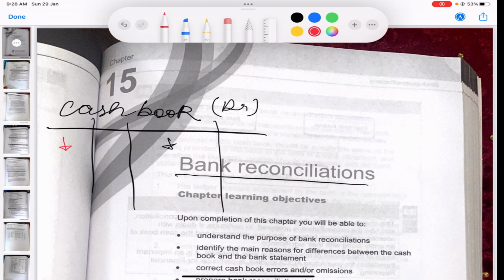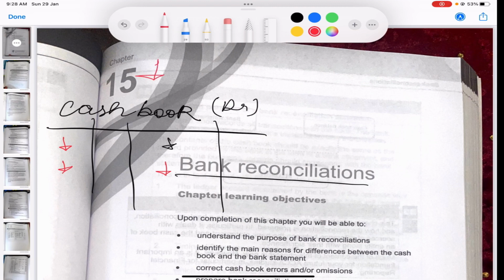So whatever transactions I make, for example, if I have received a check from someone, I'm receiving cash from someone, I will put it here. If I am paying someone, if I'm giving my check to somebody, so cash is going out of my account, I will show it over here. That is how I record my transactions.